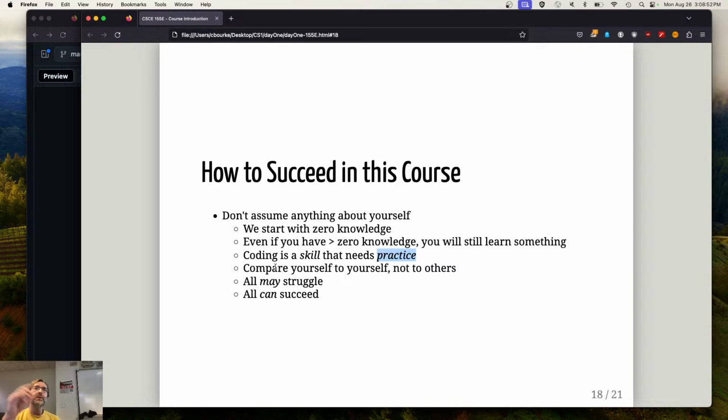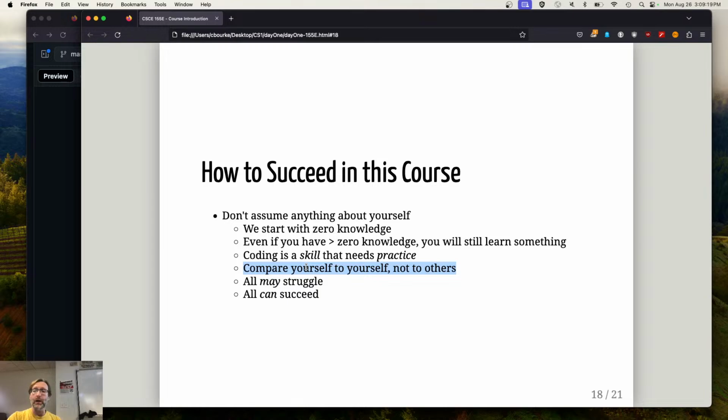Don't compare yourself to that person that I was talking about that had 4 years of high school Java and Python and Vex programming and Roblox and whatever else. Compare yourself to yourself, not to others, because that's how you know that you're making progress. In week 4, compare yourself to yourself on day 1. At the end of the semester, compare yourself to the person that started this course. That's the real comparison, right?